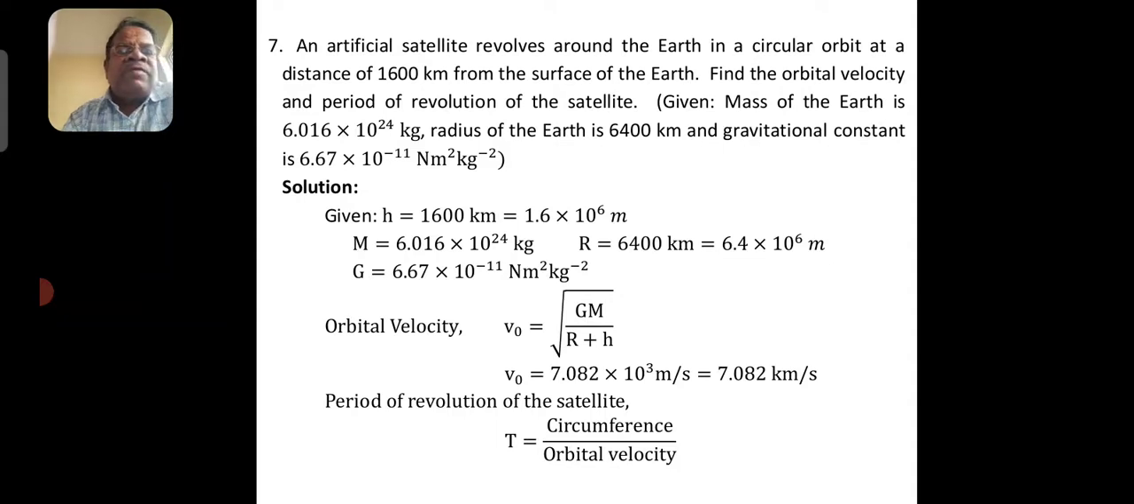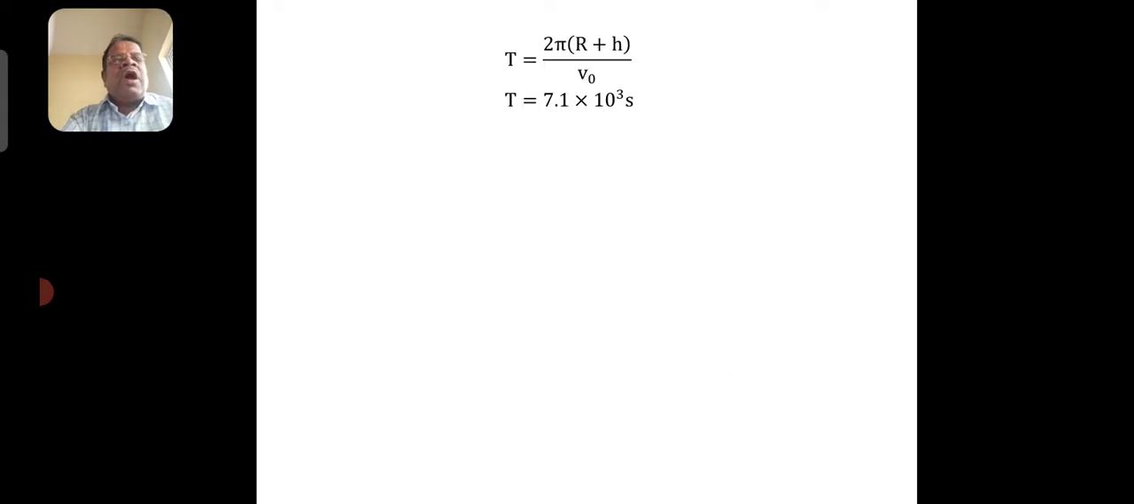Period of revolution of the satellite, T equals circumference divided by orbital velocity. T equals circumference 2 pi (R plus H) divided by orbital velocity V0. Substitute the value of R, H and V0. We get period of the satellite 7.1 into 10 to the power 3 seconds.